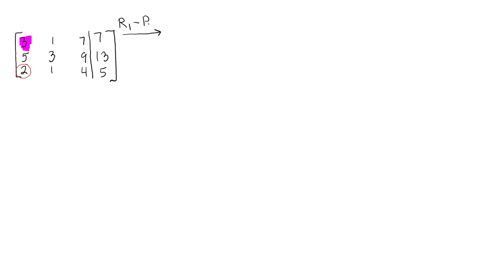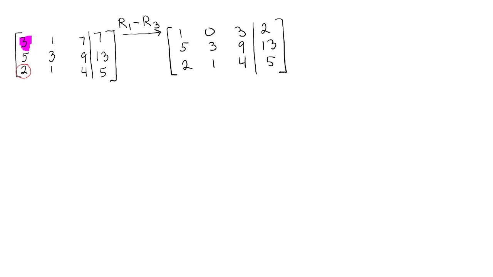So what I will do is subtract the third row from the first. I'll write R1 minus R3. And when I do this, I get 1, 0, 3, and past the vertical bar I get 2. My second row stays the same: 5, 3, 9, 13, and 2, 1, 4, and 5. And now I have a leading 1 in the pivot position right here in the first column. I will use it to wipe out the entries below it. In other words, I'm going to get rid of 5 and get rid of 2.